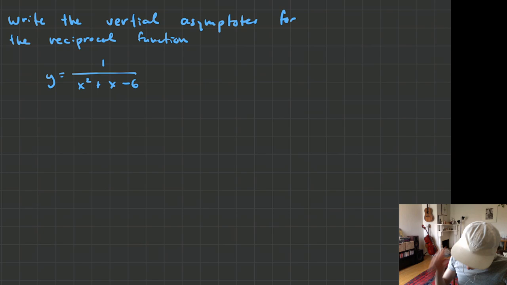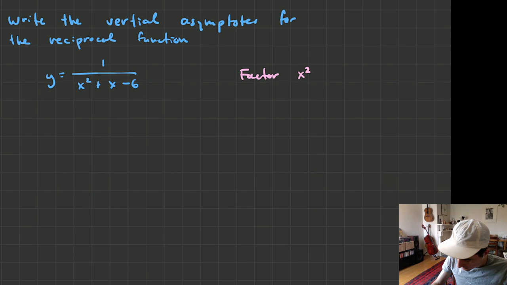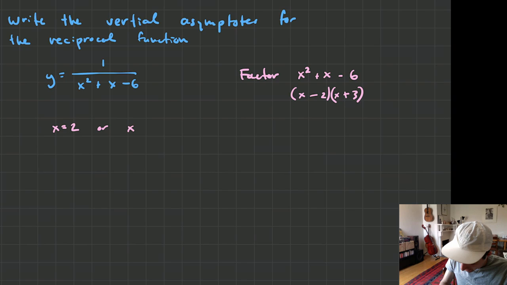Let's do some factoring. So I'm going to factor x squared plus x minus 6. I think that the lucky numbers are positive 3 and negative 2, right? So that would be x... Okay, there we have it. So this is equal to 0 when x is equal to 2 or x is equal to negative 3. So those are the vertical asymptotes. And those are actually the equations for the vertical asymptotes, because remember, this is actually a line.